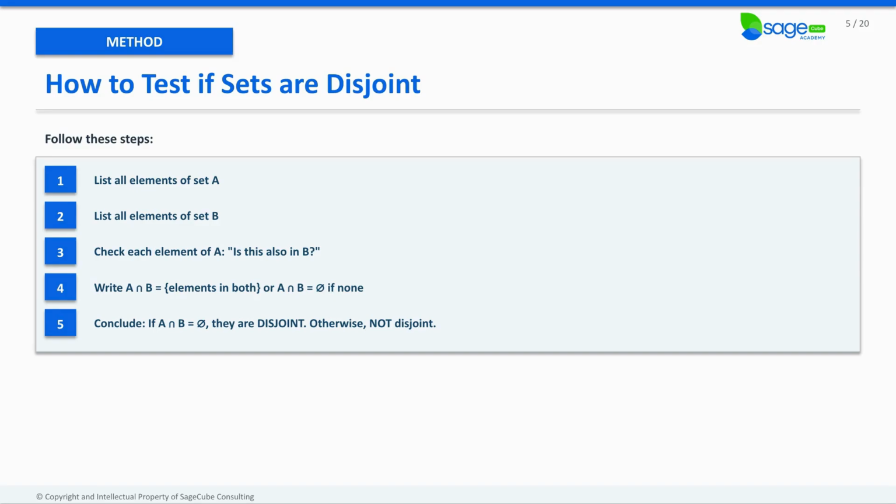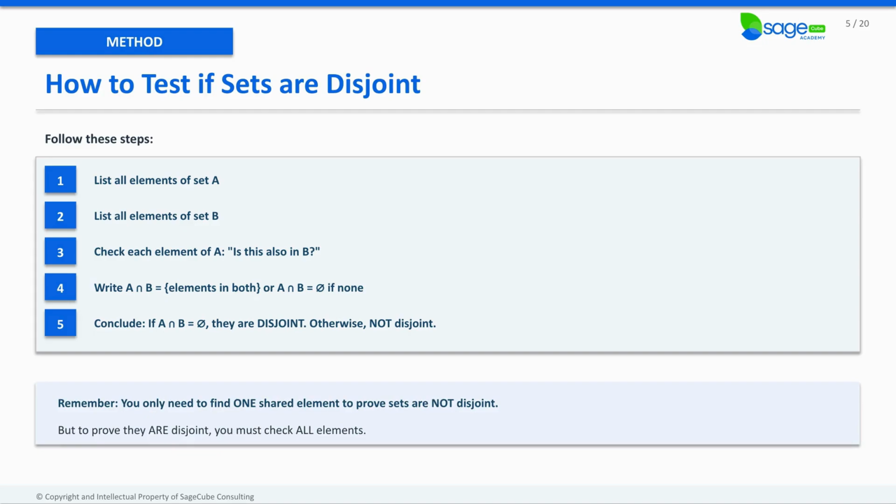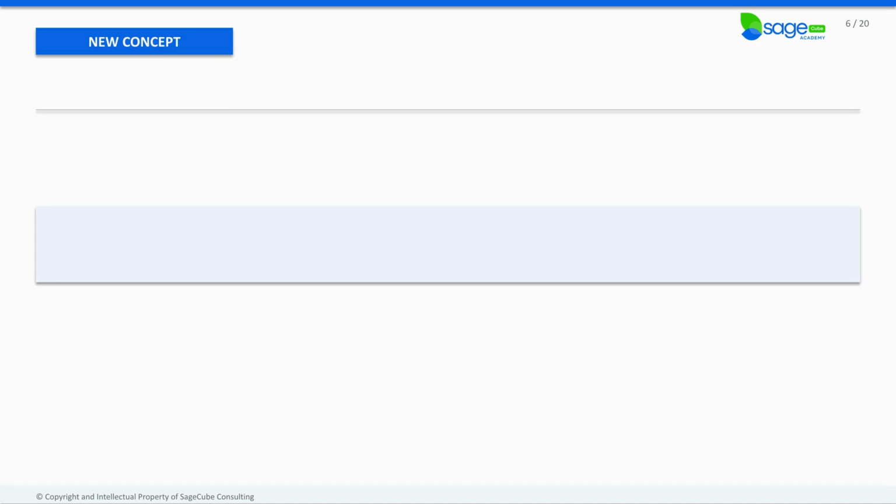If not, not disjoint. So 2 important rules, okay? 1, a shared element is enough to prove not disjoint. But to prove they are disjoint, you must check every element of A. There are no shortcuts here. Okay, now let's bring in the second concept, cardinality.